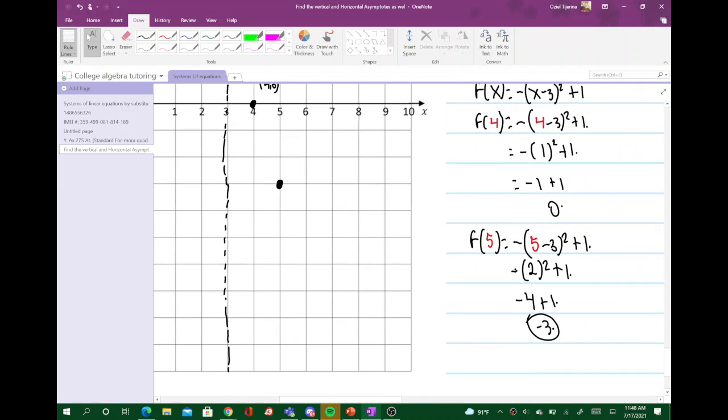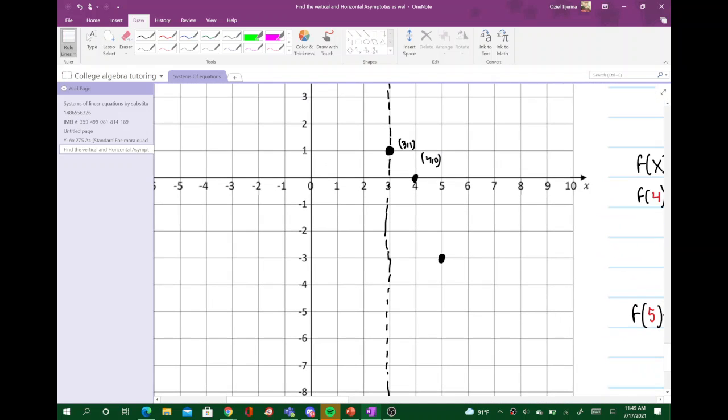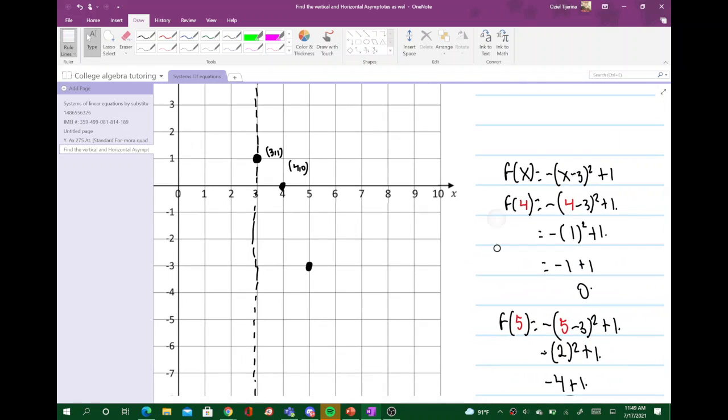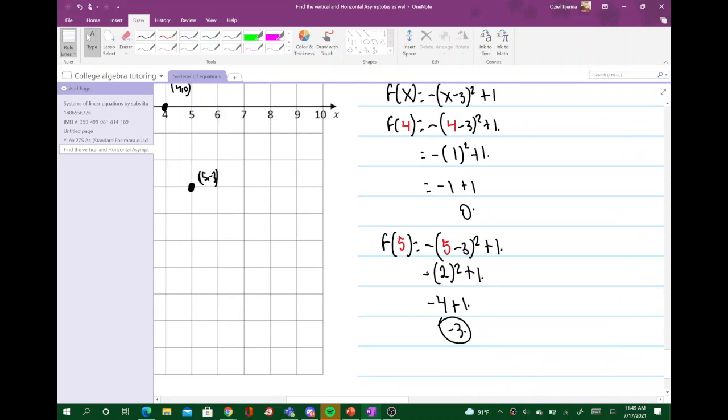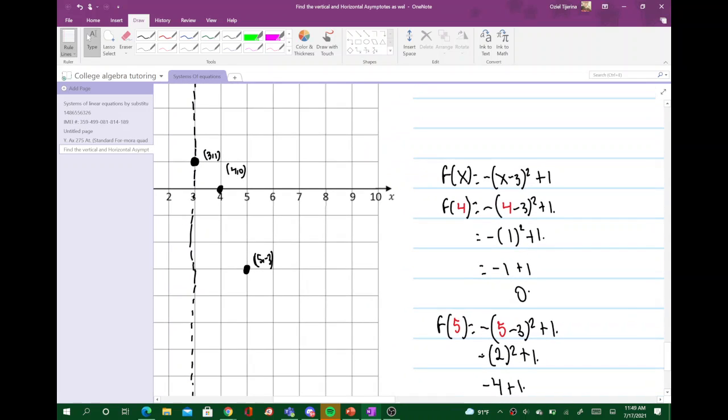So this point is obviously -3, and you don't have to label your points. This is just to show you guys, just for reference, how exactly I'm doing this.